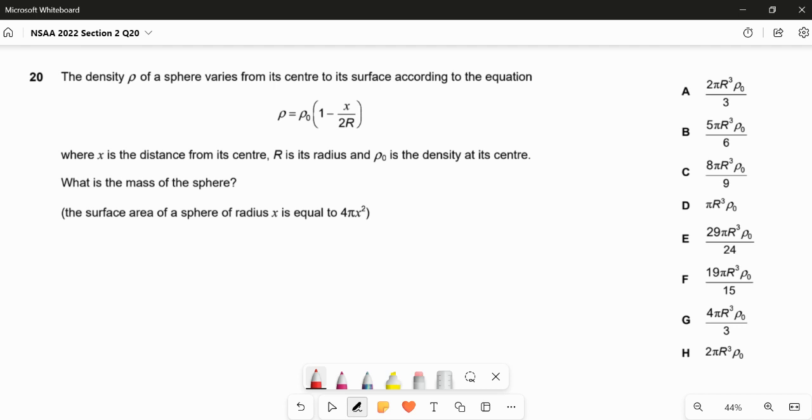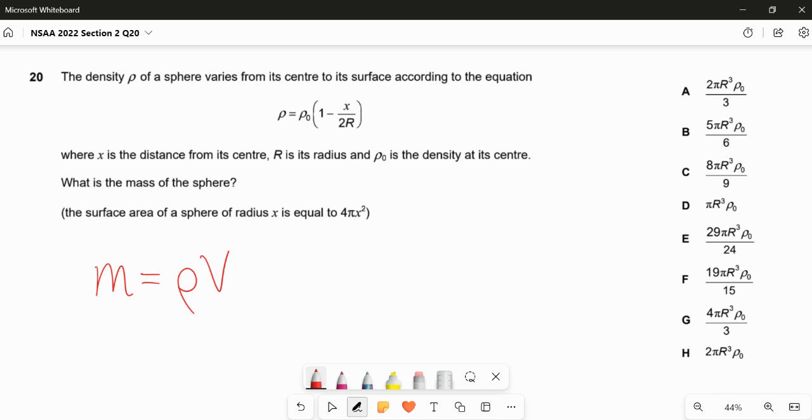Immediately we might think to use m equals ρv. So mass is density times volume. But we see the issue here is that the density is varying, i.e. it's not constant. And we can't just apply a density that's not constant times some volume. So how do we approach this?